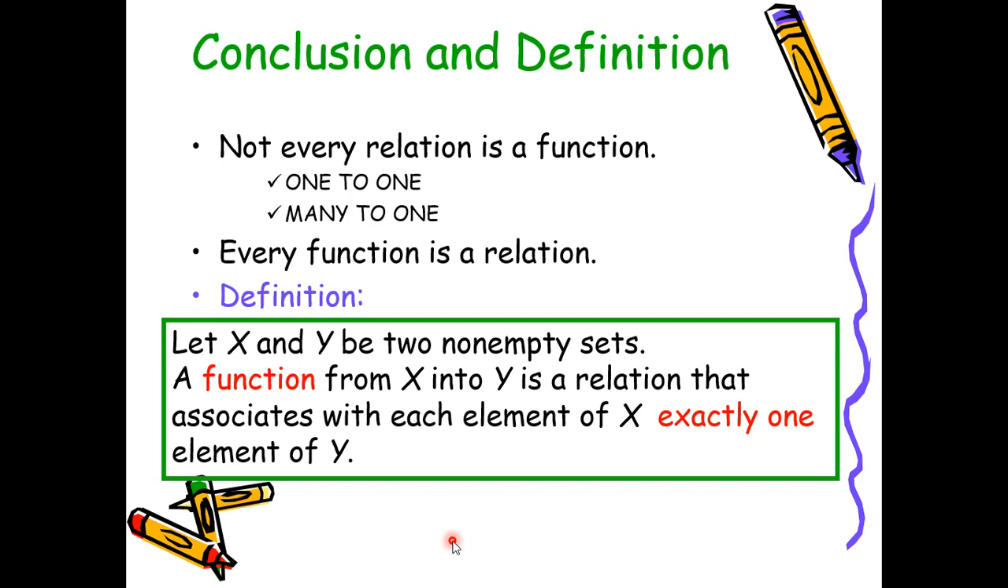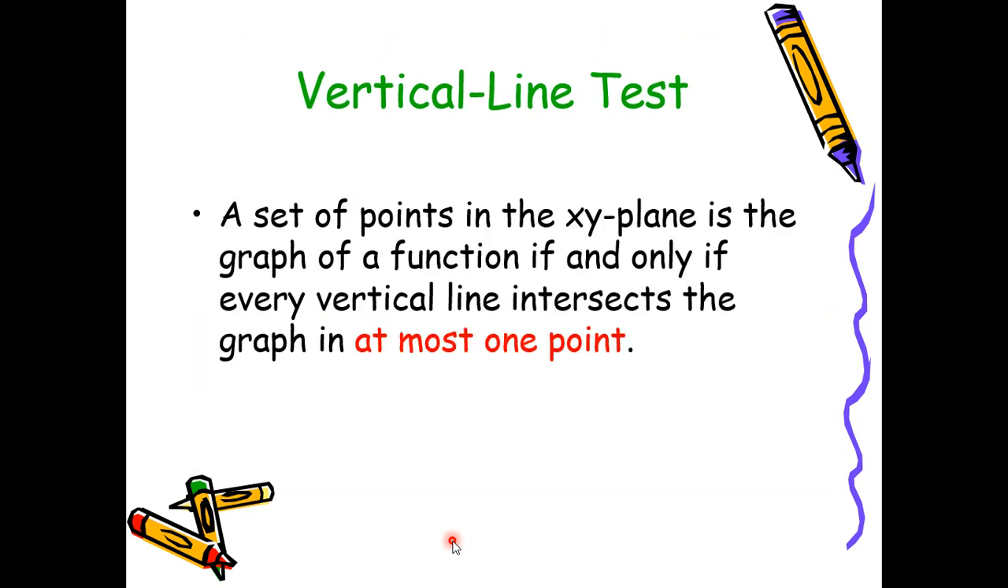Now, last definition, always remember that for each element of X, there should be one element of Y. So, that is for function and for relations. Now, let's proceed to the next one, which is the vertical line test.